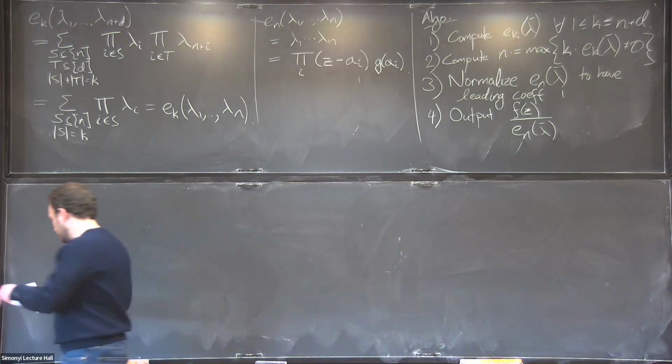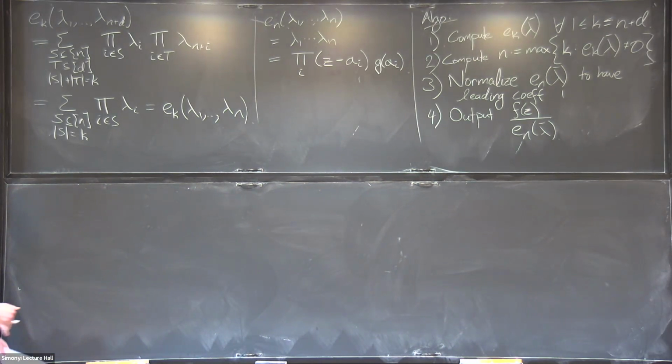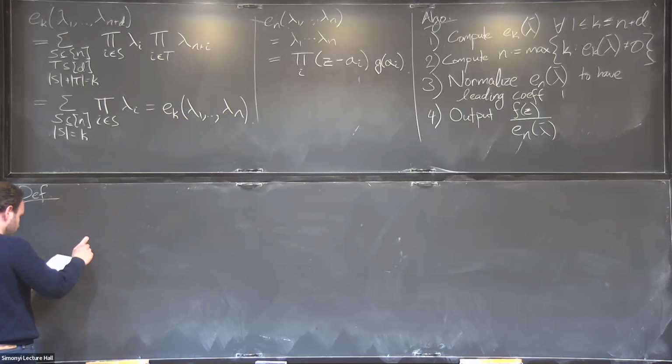So how are we going to do this? We'll actually just reduce to the square-free case. For this, I just need one notion, which is something called the square-free decomposition of a polynomial.